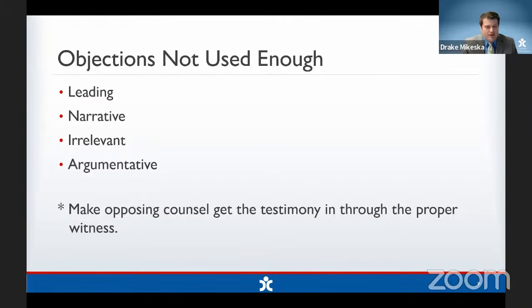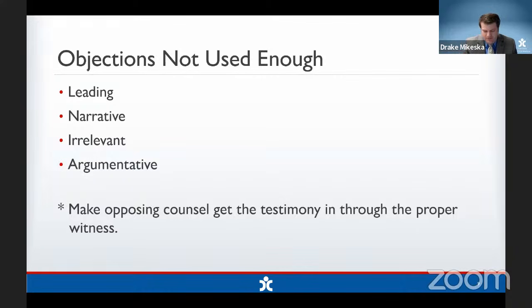Relevance is another objection that we don't really see used enough. Again, as Rob stated earlier, witnesses start testifying as to what happened in their cousin's CPS case or whatever the case may be. If it doesn't pertain to one of the issues specifically before the court in this case, then object to it and keep it out.